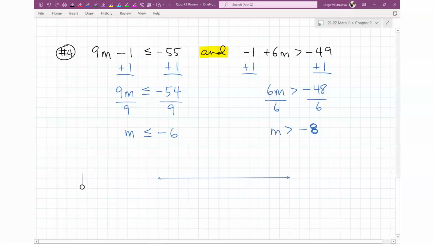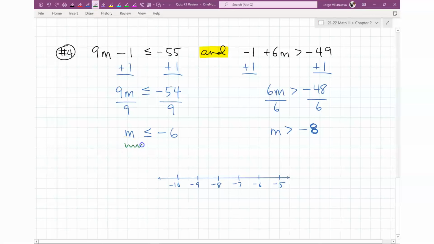So I need to have a negative 6 and a negative 8 in my graph. So I'll do negative 10, negative 9, negative 8, negative 7, negative 6, negative 5. So there you go. And we'll start with the one on the left, okay?